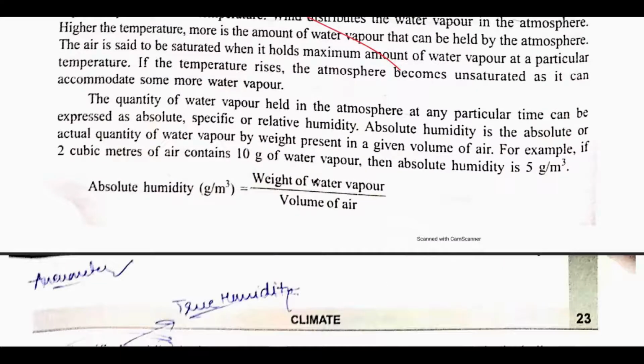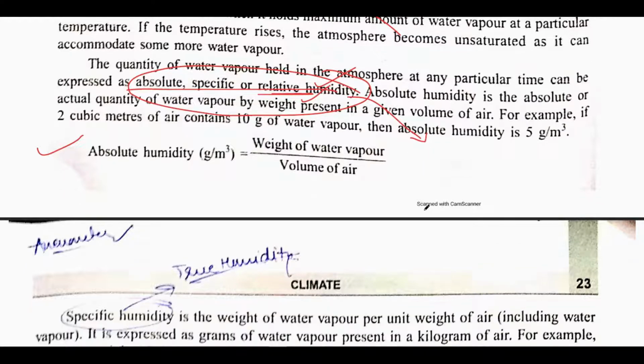This can be skipped, this is not important. The important part is that humidity is of three types: absolute humidity, specific humidity, and relative humidity. Out of these, relative humidity is of very much importance, and it is mostly used from the agriculture point of view. From the agriculture aspect, relative humidity is most important.